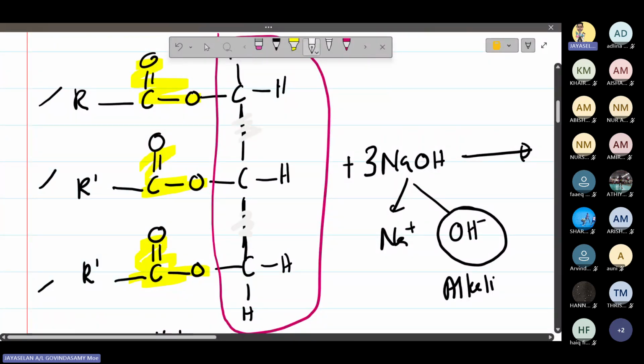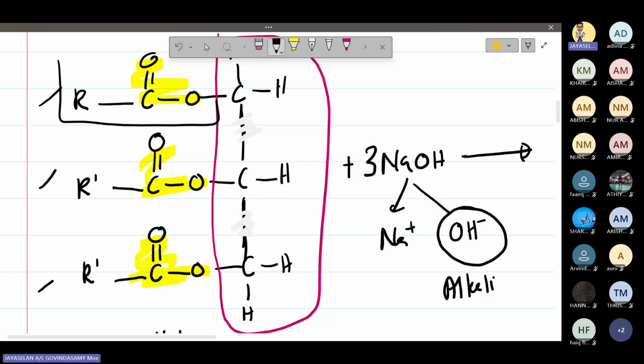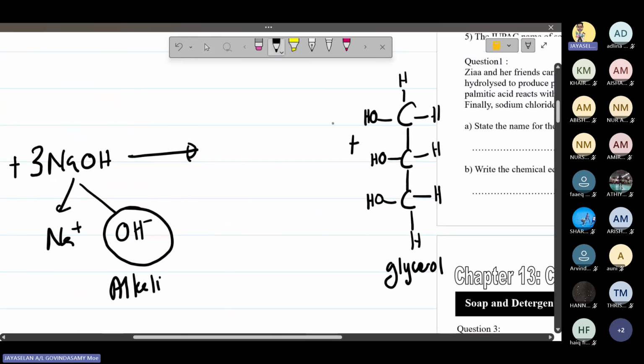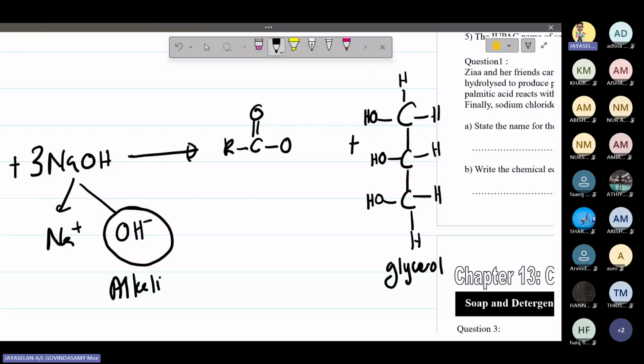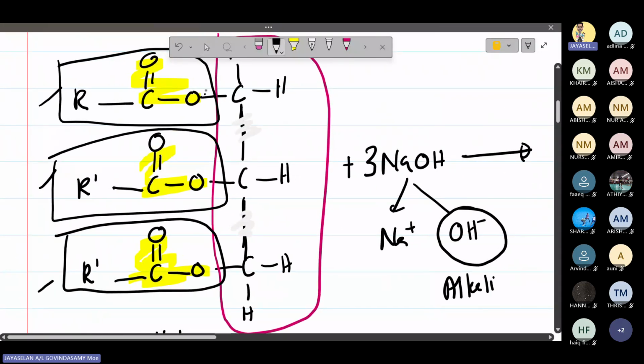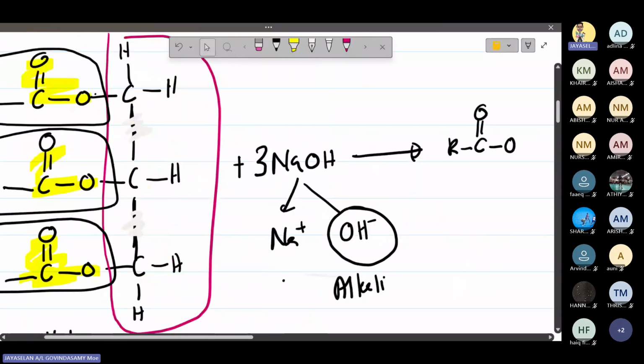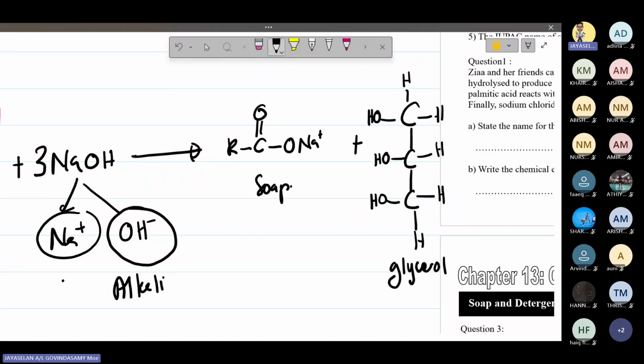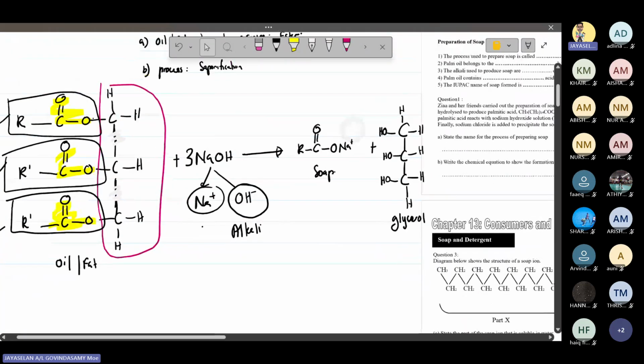And what happened when this broke? This structure becomes one single unit, single unit, single unit. They will form soap, plus, you all put here R, C double bond O, O negative. It has broken. See? This one is negative, right? So the sodium ion will combine here. This is called soap. Any question? So why are you teaching this? We don't understand at all.